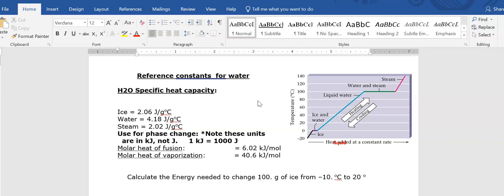-10 to 20. And so if we look on the phase change diagram, -10 is going to be somewhere around here. And we have three things we need to do. We need to raise the temperature of the ice to 0. Then we need to melt it, and then we're going to raise the temperature of the water, because the ice is all melted now, it's water, all the way up to 20. So we have three different equations we're going to have to work through.